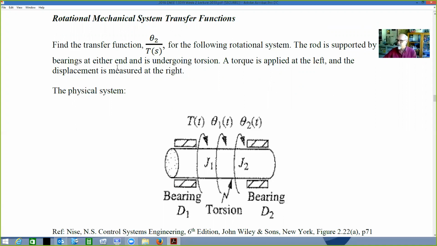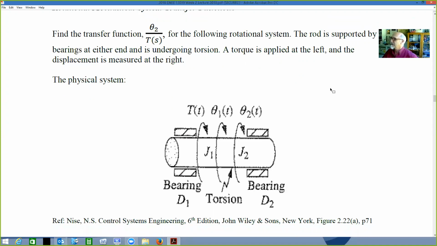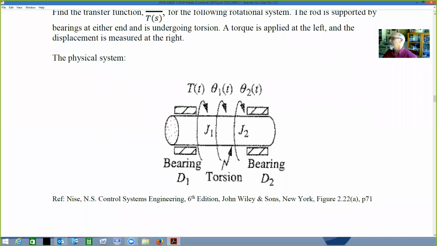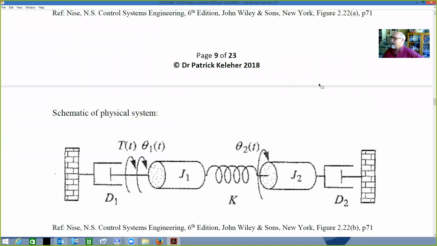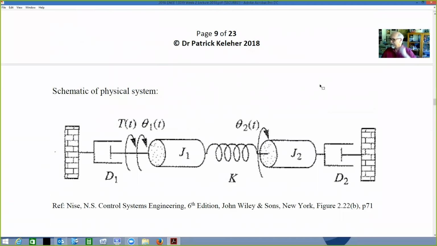Now the rod is supported by bearings at either end and is undergoing torsion, so a torque. Therefore we have to look at torque. It's a turning force applied at the left, and the displacement is measured at the right. So here's our physical system. We've got a whole range of variables. We've got angles occurring. We've got some friction, but we're going to ignore friction in this case. So, okay, here's the schematic of our physical system.